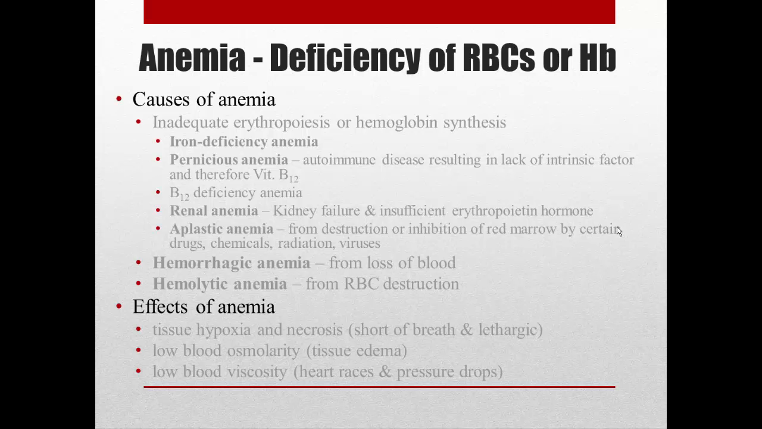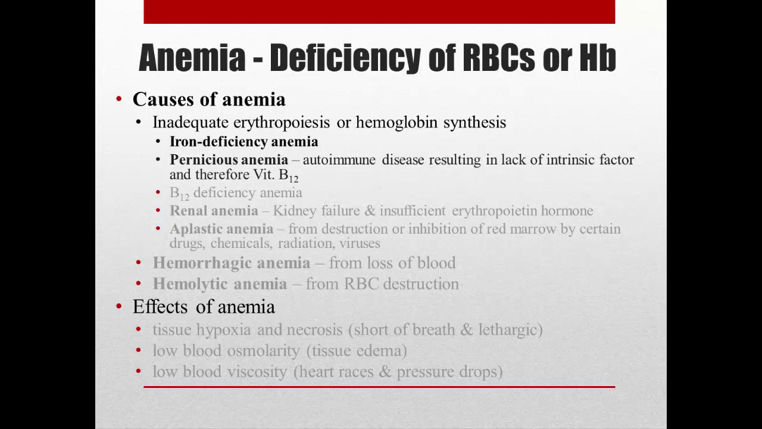A deficiency in red blood cells or hemoglobin is going to be anemia. With anemia, you see low oxygen levels, but there are a lot of different possible causes. Some of these are related to erythropoiesis or hemoglobin synthesis. One of those would be iron deficiency anemia. This is the most common form of anemia, where you're simply not getting enough iron in your diet, and therefore you can't make hemoglobin, and if you can't make hemoglobin, then you're going to become anemic.